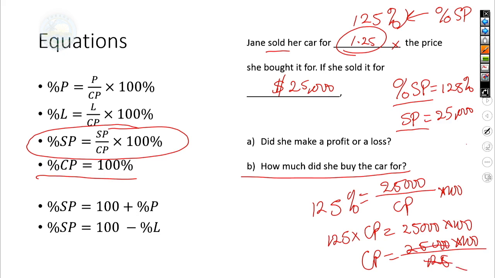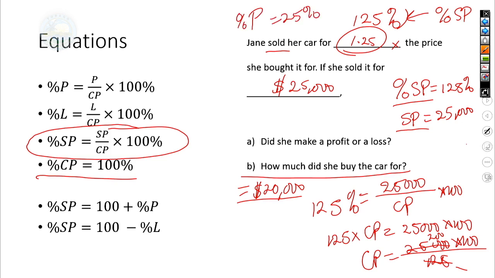125 into this will be 200, and then 200 by 100, the cost price was 20,000. And you can check the mathematics. If the cost price is 20,000, yeah? And she sold it for a profit of 25%, remember we already established that the profit percentage was 25%.